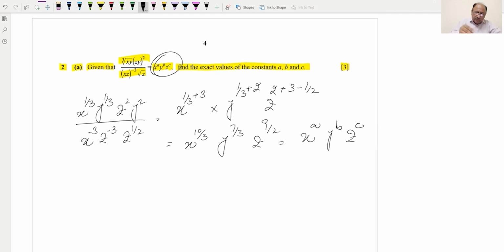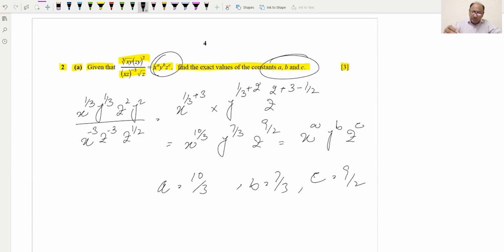And if we compare the a, b, c values, a will be equal to 10 by 3, or you can provide the mixed fraction also. y will be equal to 7 by 3, and basically b is equal to 7 by 3, and c value is equal to 9 by 2. These are the a, b, c values, the exact values of the constants a, b, c which we have provided.